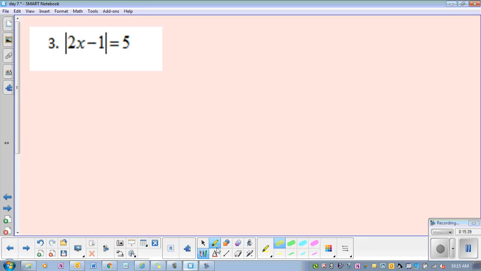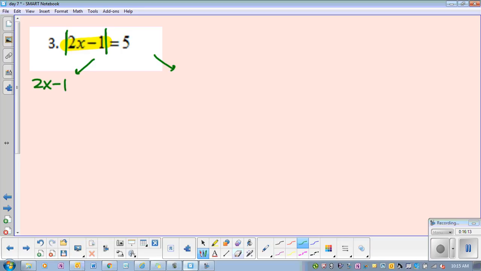So, remember, step 1, get the absolute value bars all by itself. Is it already all by itself on one side of the equal sign? Here's the equal sign, right? Do I have just the absolute value bars all by itself on one side? Yeah. Okay, so that means I'm ready to get started. That means I can drop the bars and write it twice.